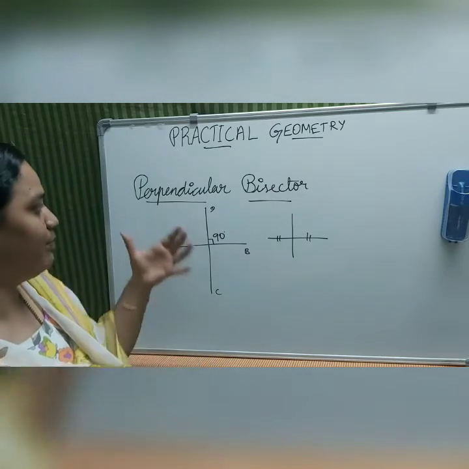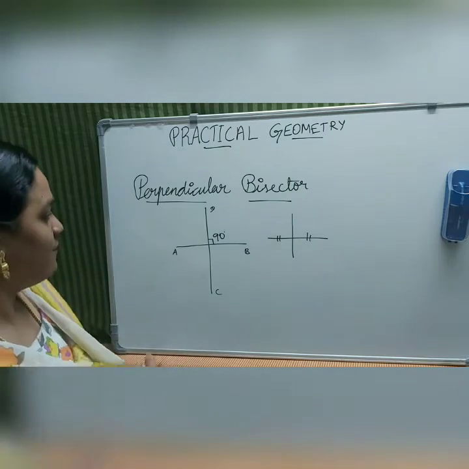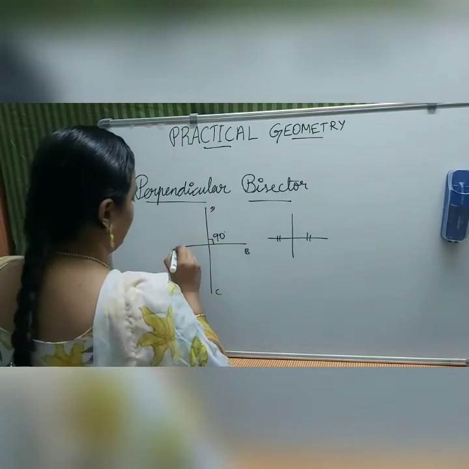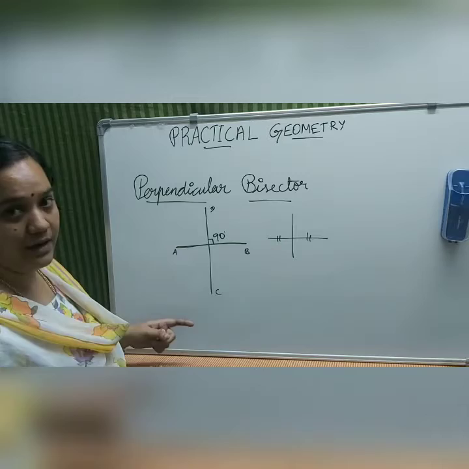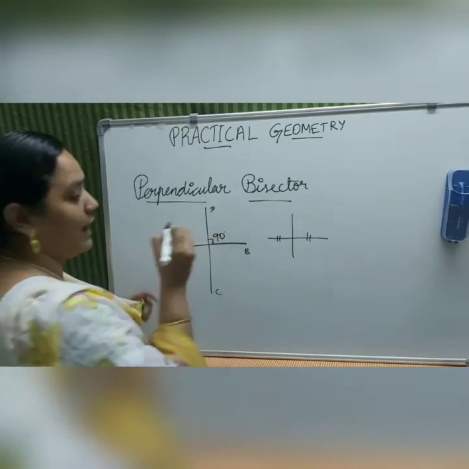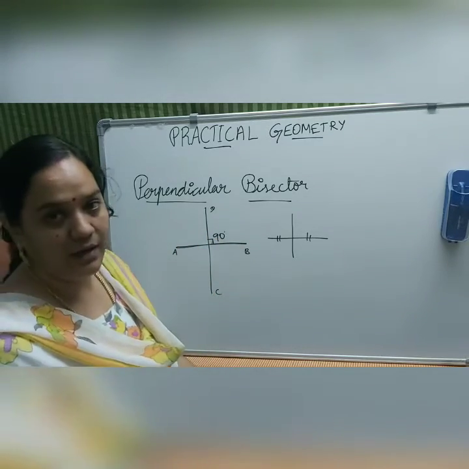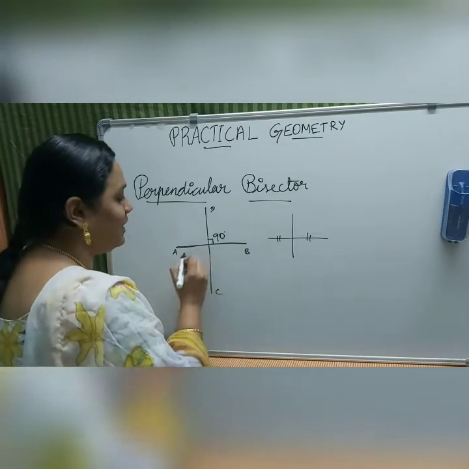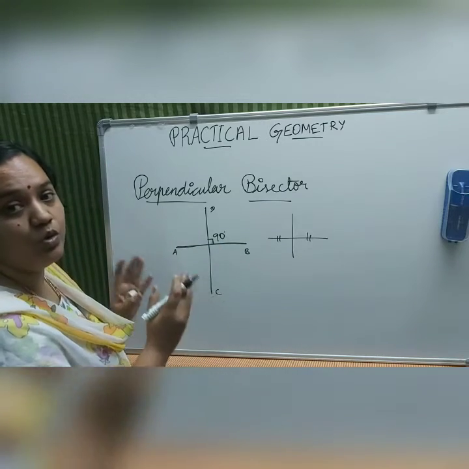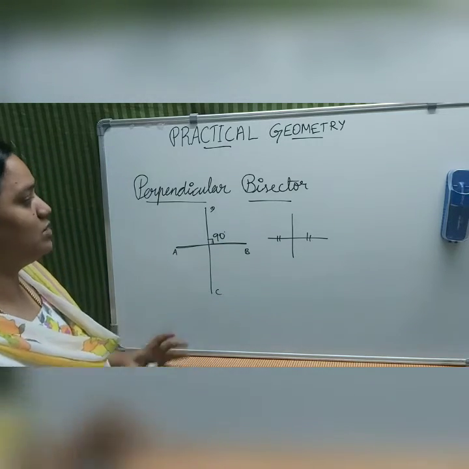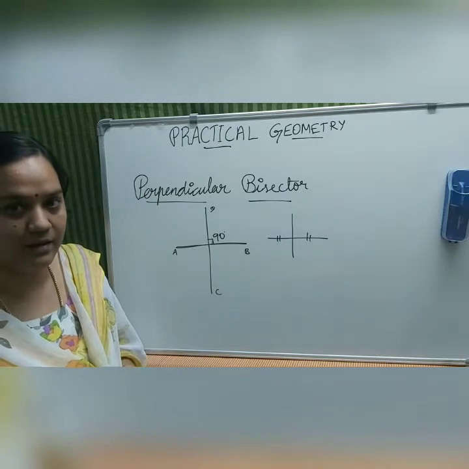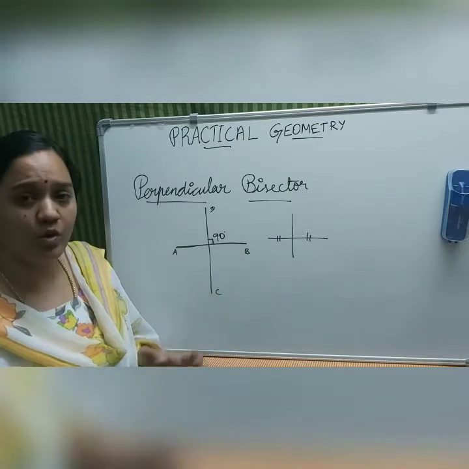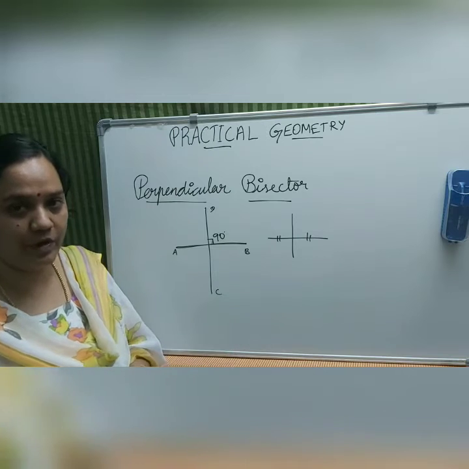So a perpendicular bisector means we draw, for a given line, a line which makes 90 degrees to the given line and also divides the line segment into two equal parts. That is known as a perpendicular bisector. Is it clear? I think you are all clear about what a perpendicular bisector is.